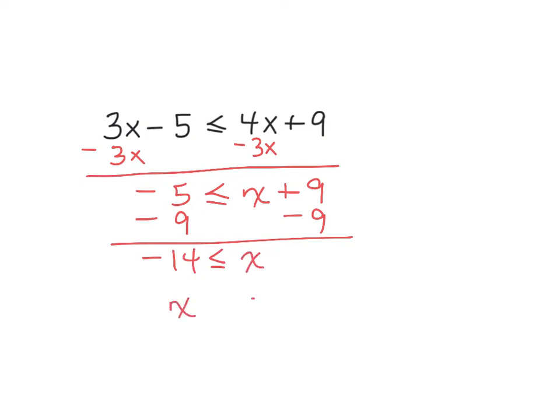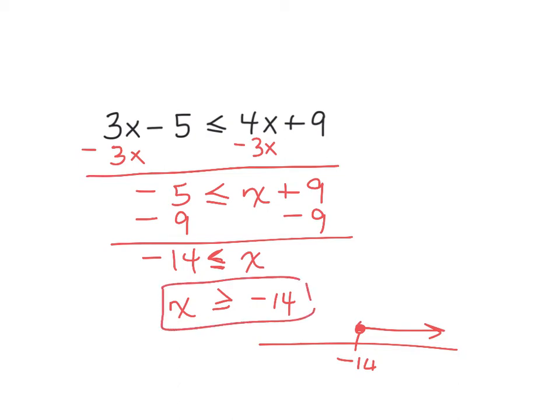x is there, negative 14 is here. The arrow's pointing at the 14. It should be here as well. Okay, and then I would put my number line with my closed circle and arrow this way. So again, solve it any way you want to, but just make sure at the end, right before you graph, that the variable is on the left.